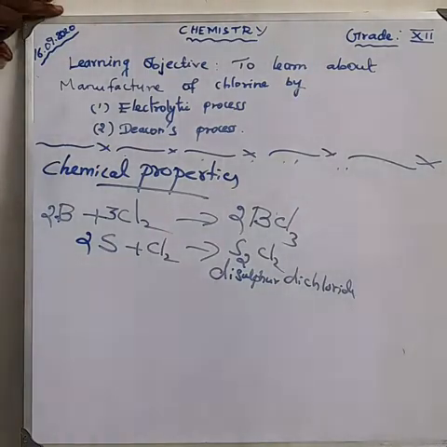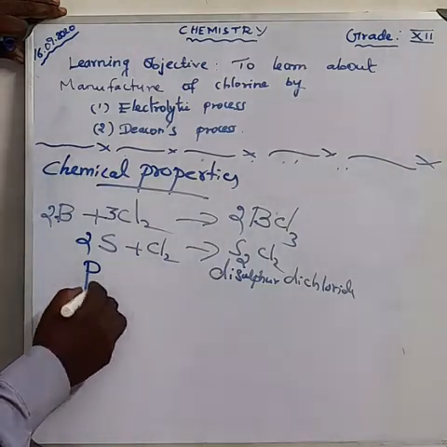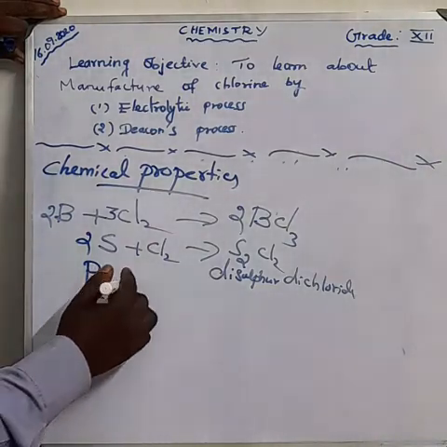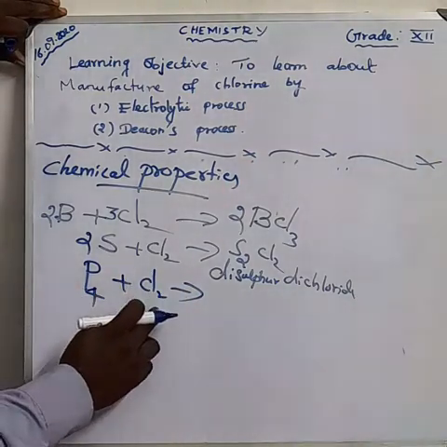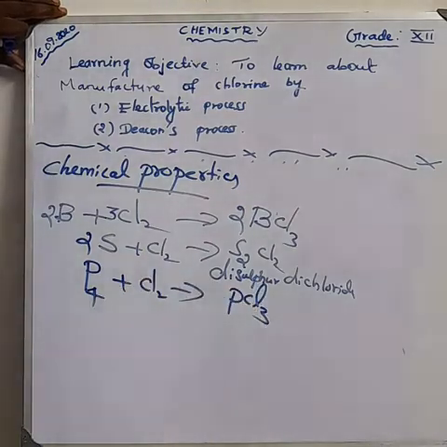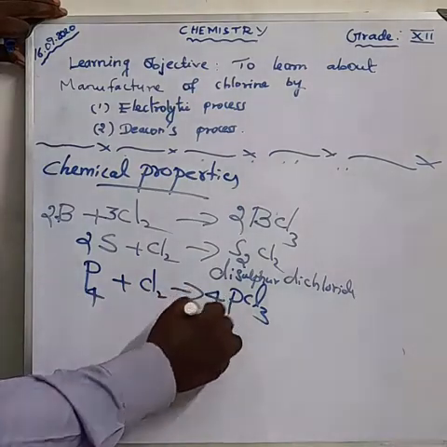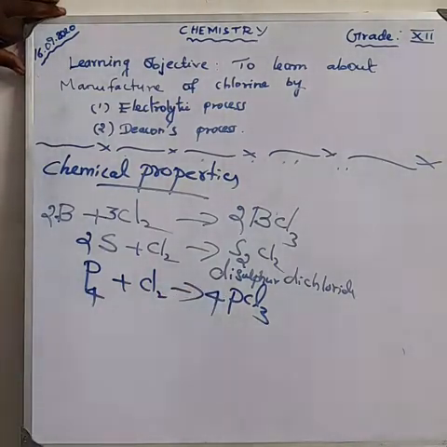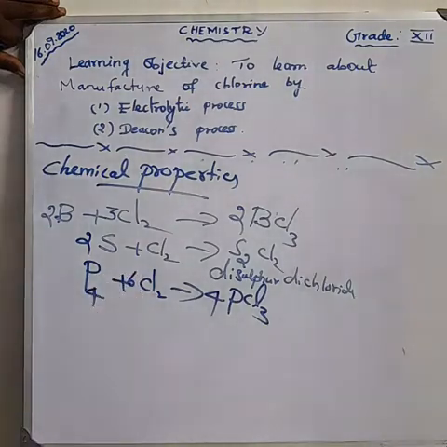What about phosphorus? We know that phosphorus is polyatomic, P4. Phosphorus reacts with chlorine to form PCl3. Already we learned phosphorus trichloride. How much phosphorus is there? 4 phosphorus, so make it 4 here. The formula for phosphorus trichloride is PCl3. So how much chlorine is there? 4 threes are 12, that means 6 chlorine molecules.